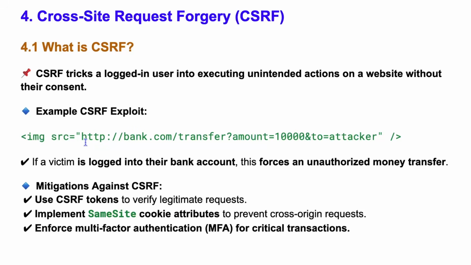You've transferred $10 million. That's not bad, right? It's pretty crazy. So if a victim is logged into their bank account, this forces the unauthorized money transfer, as we just talked about. So the mitigations against cross-site request forgery would be to use cross-site request forgery tokens to verify legitimate requests.